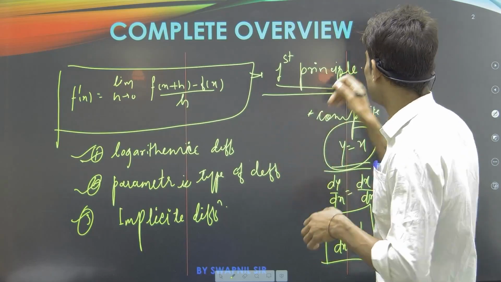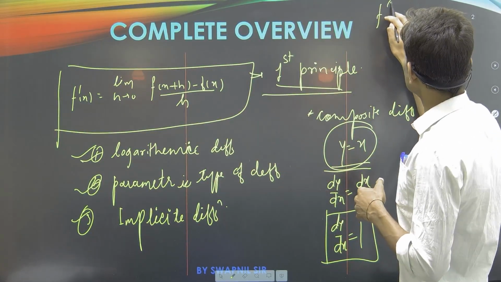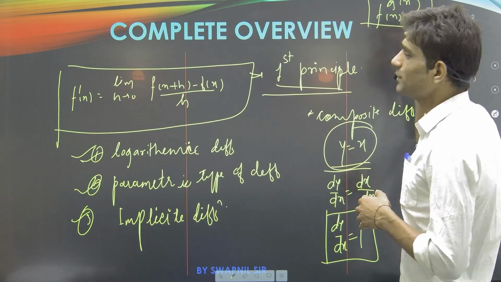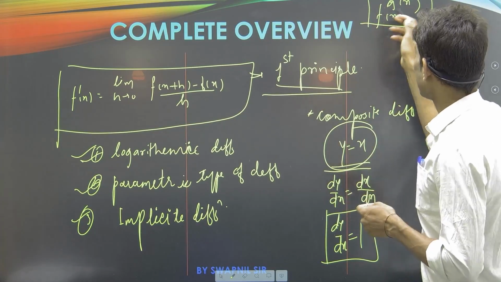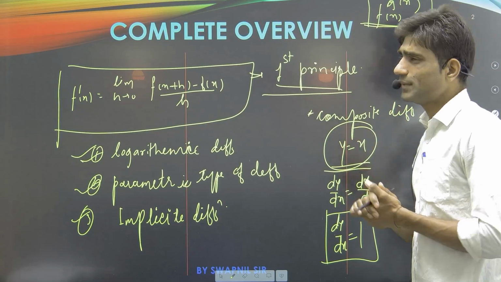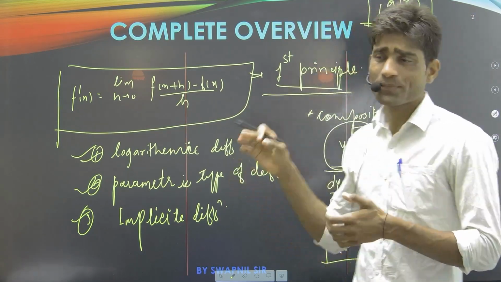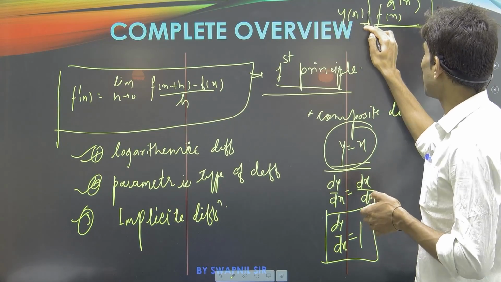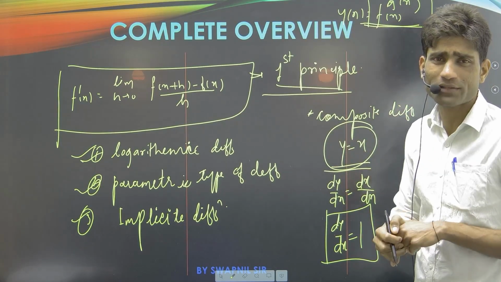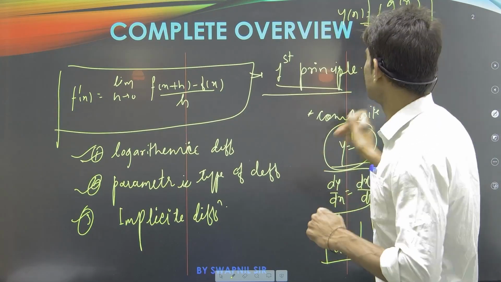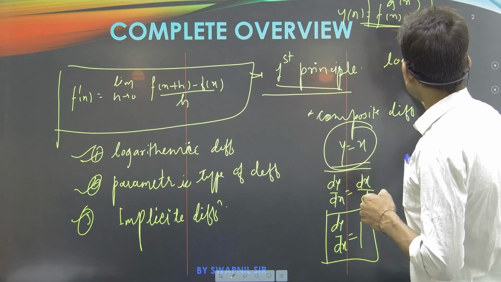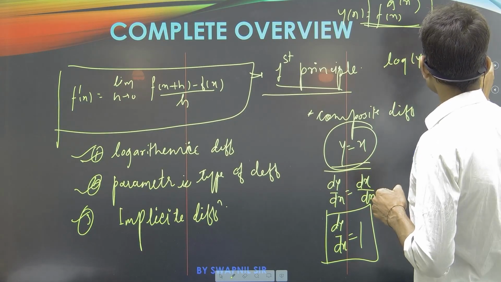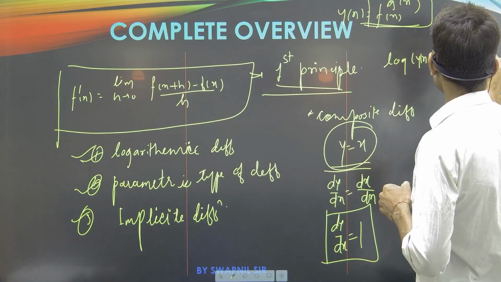For example, if I have f of x to the power g of x, that means function to the power function. Finding the differentiation of this is quite confusing. For this, we apply log on both sides. So if I consider y of x equal to f of x raised to g of x, by applying logarithmic concepts we write log of y of x equal to log of f of x raised to g of x.